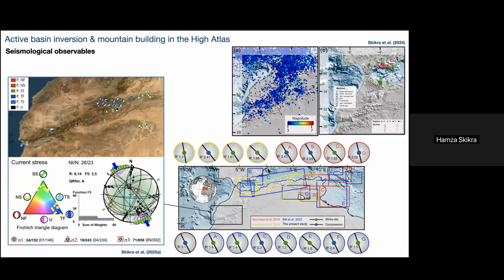So in this map, placing these results into a broader regional framework, we find a remarkable consistency between the stress pattern in the High Atlas and the entire North African orogenic system. So this suggests that the seismicity that we observe here in the High Atlas is actually the response to a first-order stress field related to the ongoing oblique convergence between Africa and Eurasia, or more precisely between the Nubian plate and Eurasia.